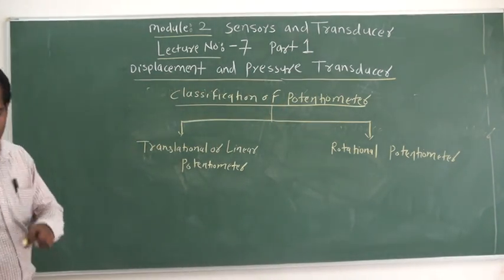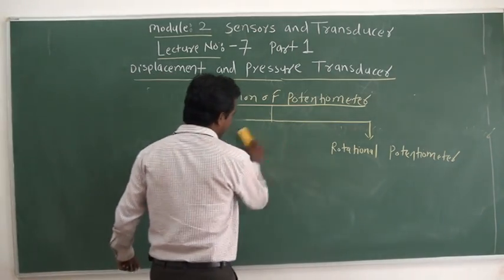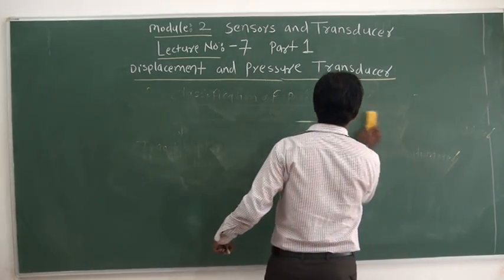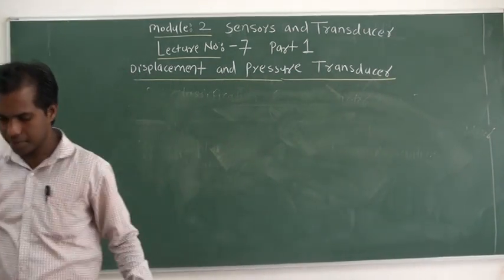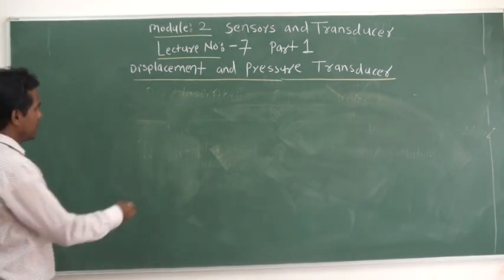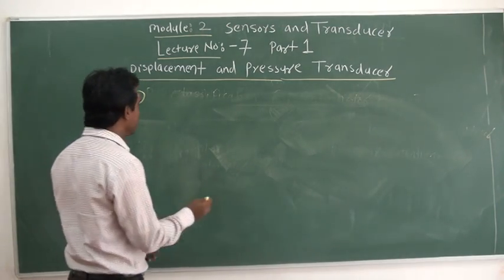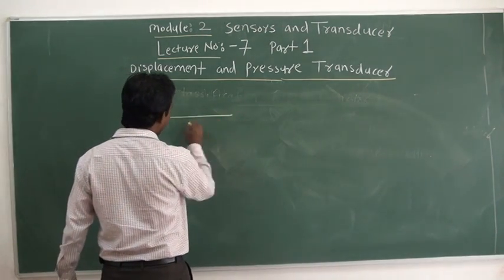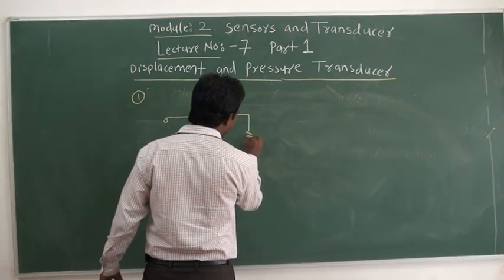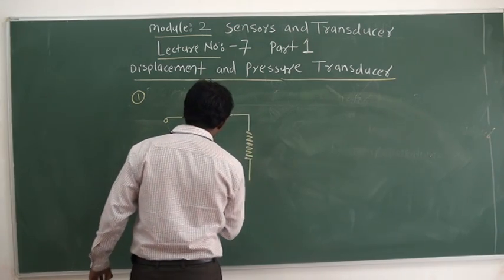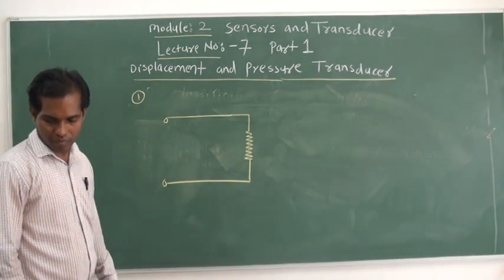Now we see the basic structure of potentiometer. First we see the basic structure of any potentiometer. The basic structure of any potentiometer consists of two terminals. One terminal is called a fixed terminal, and the second terminal is called your variable terminal.